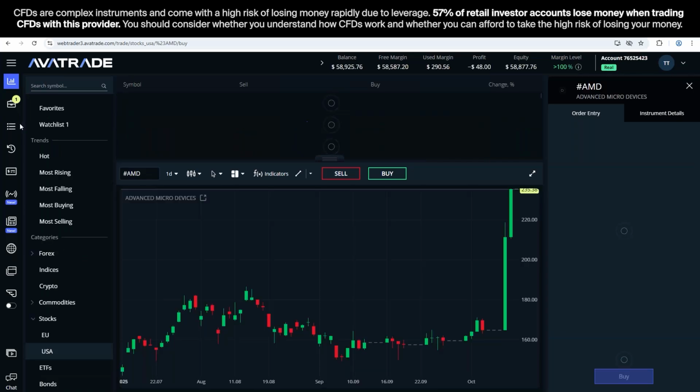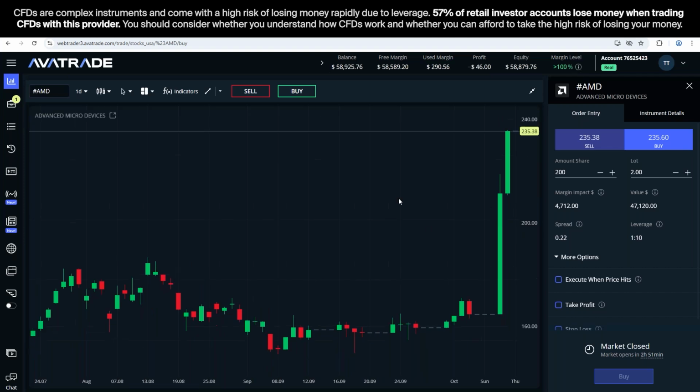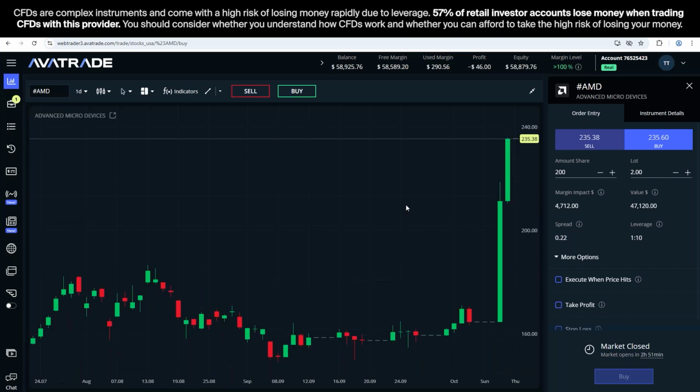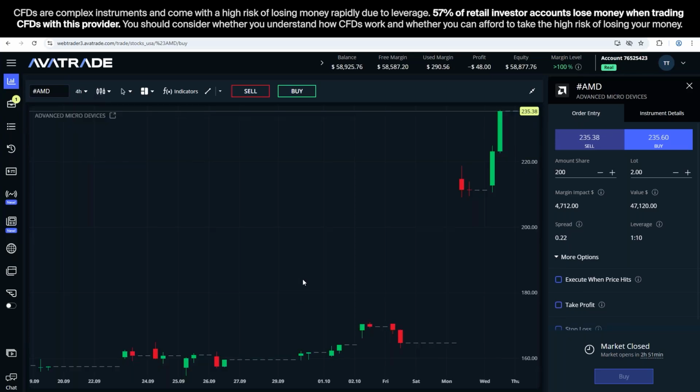Advanced Micro Devices, here we are. We have the chart, and what we see is a huge climb already for AMD. Let's go to maybe 4-hour candles. Here's yesterday's gap. One, two, three, four, five, six candles times 24. We're looking at 24 hours of trading, which actually is a couple days here.